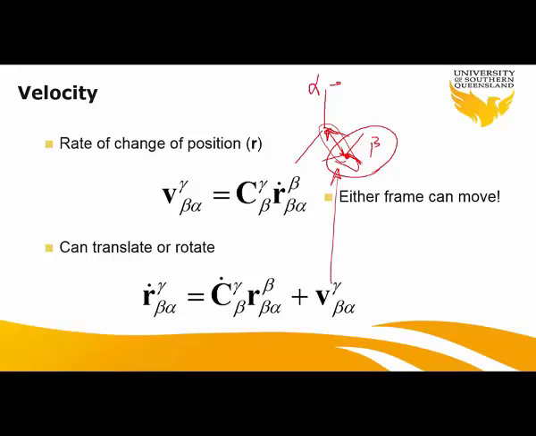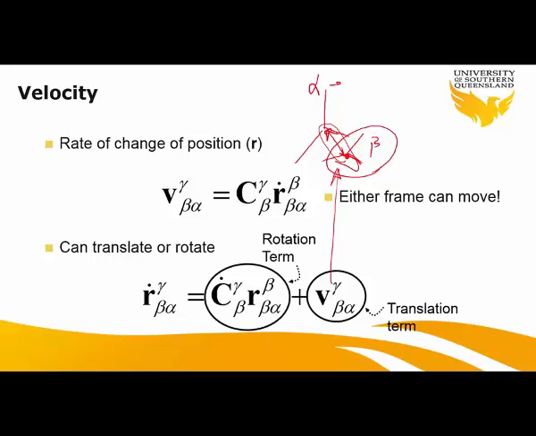The second part of this equation shows you the movement of origin of two reference frame alpha and beta. The first part is basically accounting for the rotation of the reference frame alpha with respect to the frame beta.